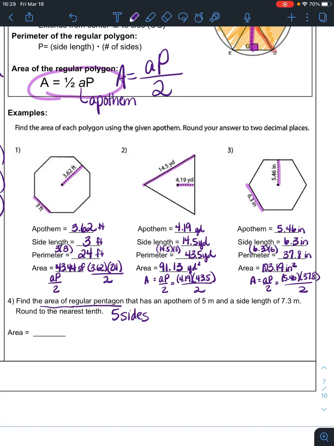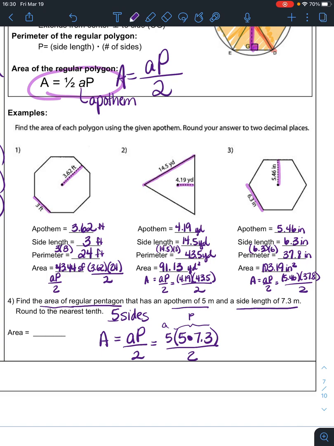So as soon as you read area of regular polygon, write down the formula that you need. The apothem times the perimeter over 2. Well, I want the area, so I know the apothem. The apothem was 5 times the perimeter. I don't have the perimeter, but I know that it has a side length of 7.3 and it has 5 sides. So I have 5 sides times 7.3. That's your perimeter. So all of that right there, that's your perimeter. That's your apothem over 2 because the formula says so. So I do 5 times 7.3.